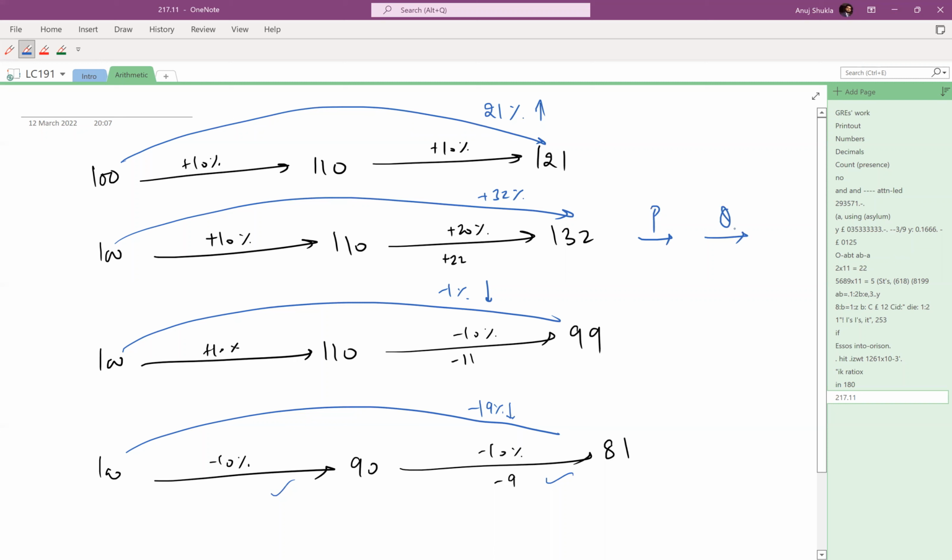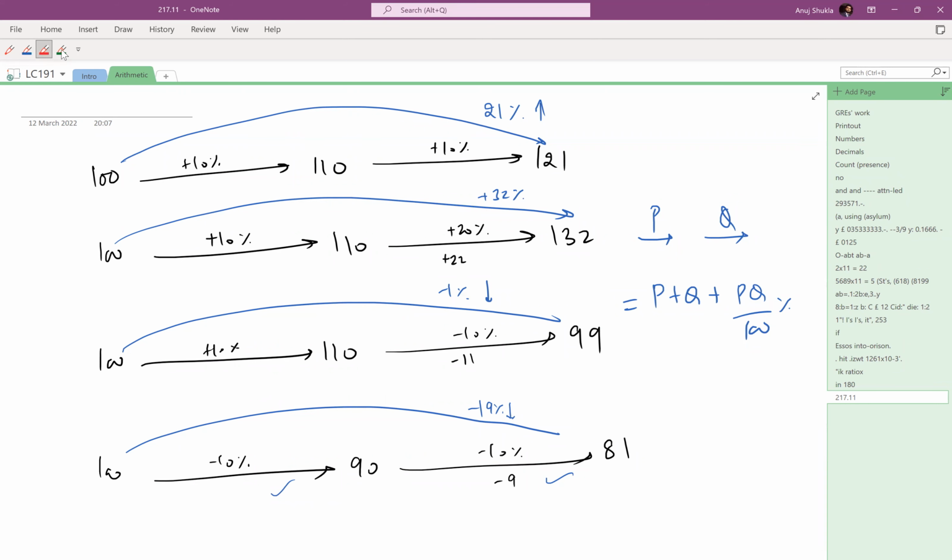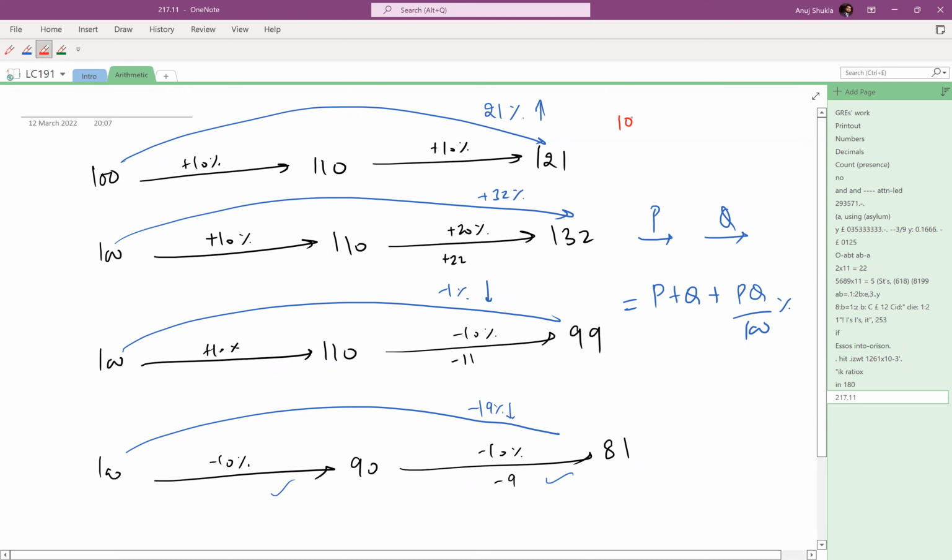Or you can say, if there are only two arrows given and the percentage changes are P percent and Q percent, the overall change will be P plus Q plus PQ by 100 percent. Let's look at this case. 10 plus 10 plus 10 into 10 by 100, how much? 21%. Then 10 plus 20 plus 10 into 20 by 100, how much? 32%.